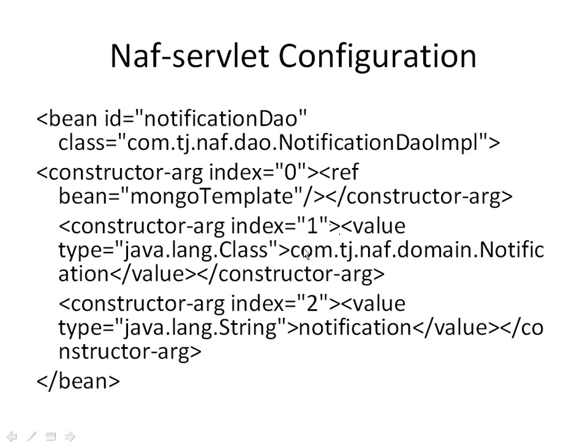The second thing is com.tj.naf.domain.notification. This is the model object which the DAO is inserting into the database. So the first argument is to which database and which server I am inserting the data. The second argument is the model which I am inserting in my database. And the third argument tells me the collection, or the name of the table, in which I am going to insert my data.